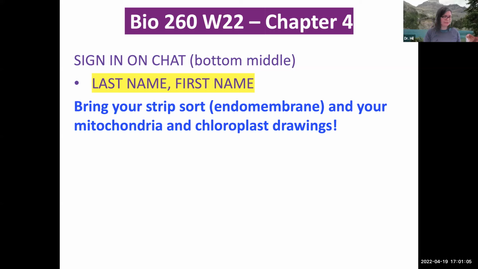Just a reminder, we're covering eukaryotes today in our cell biology section. After signing in, make sure that you have the strip sort activity close to hand and your mitochondria and chloroplast drawings. If you didn't get a chance to do these, it's just going to be what it is. But if you have them available, it will help you in the class.